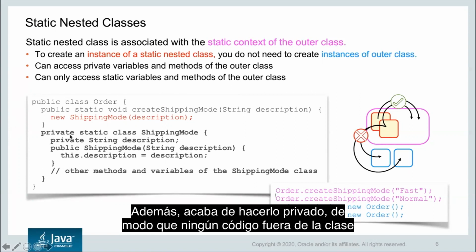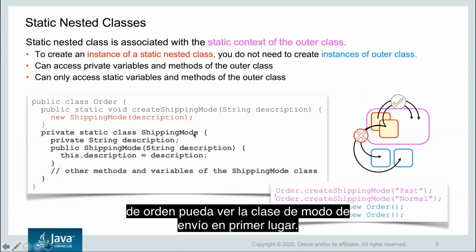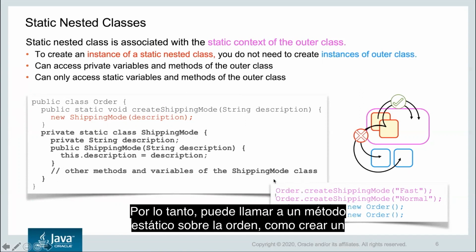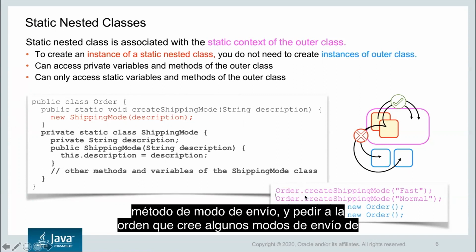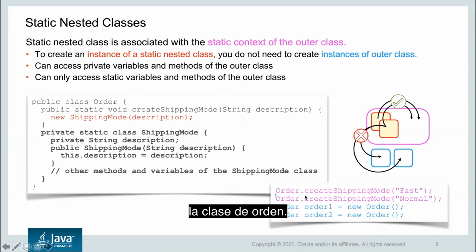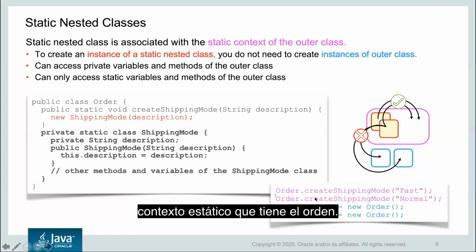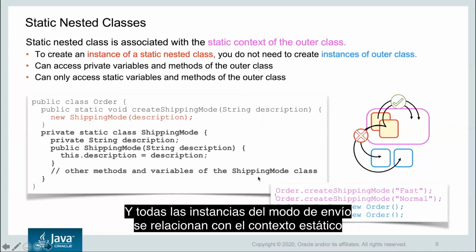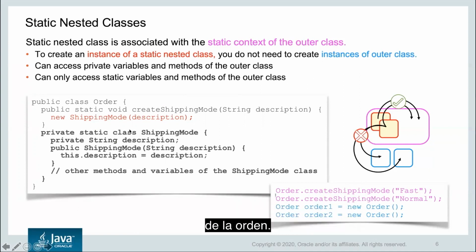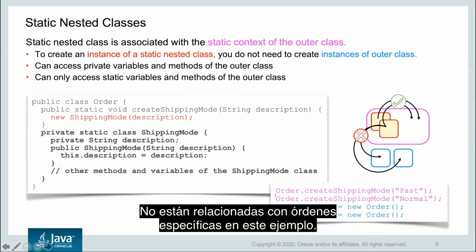Moreover, you just made it private, so no code outside of the order class can possibly see the shipping mode class in the first place. So you could call a static method upon the order, like that create shipping mode method, and ask the order class to create some shipping modes. But instances of the order kind of collectively share whatever static context the order has, and the shipping mode instances are all related to the static context of the order. They're not related to specific orders, right, in this particular example.